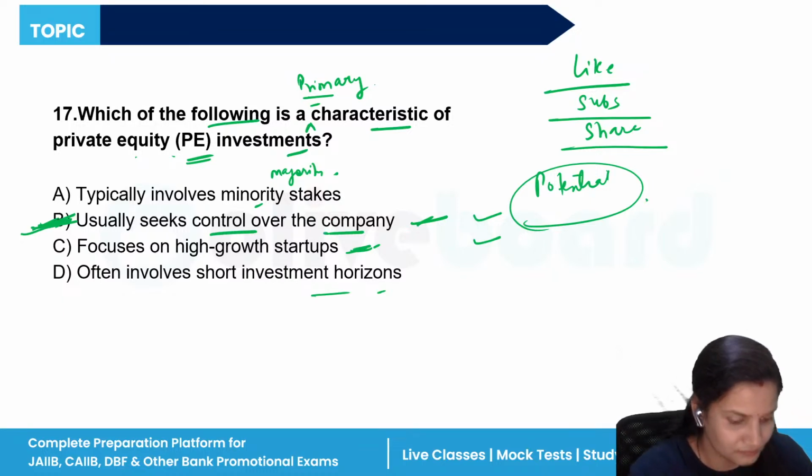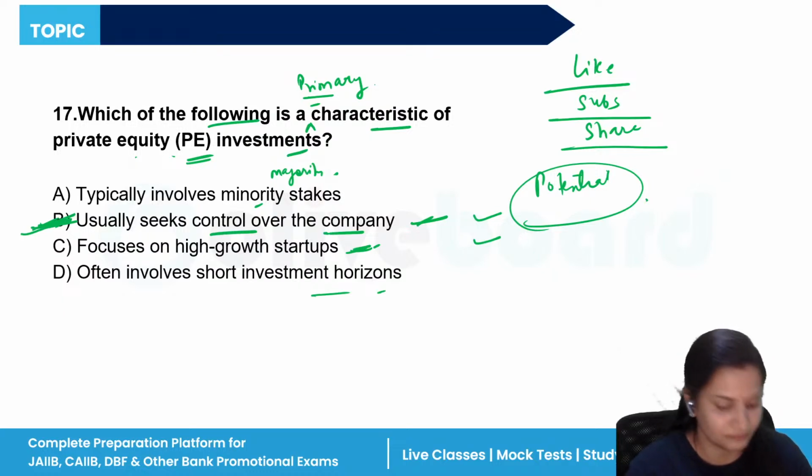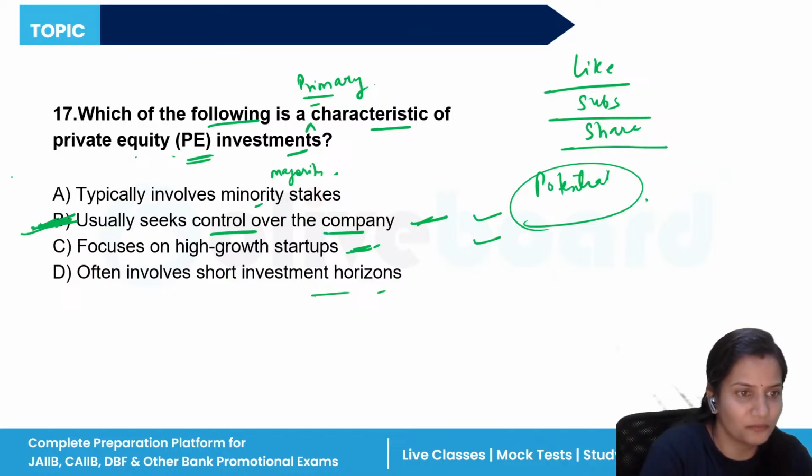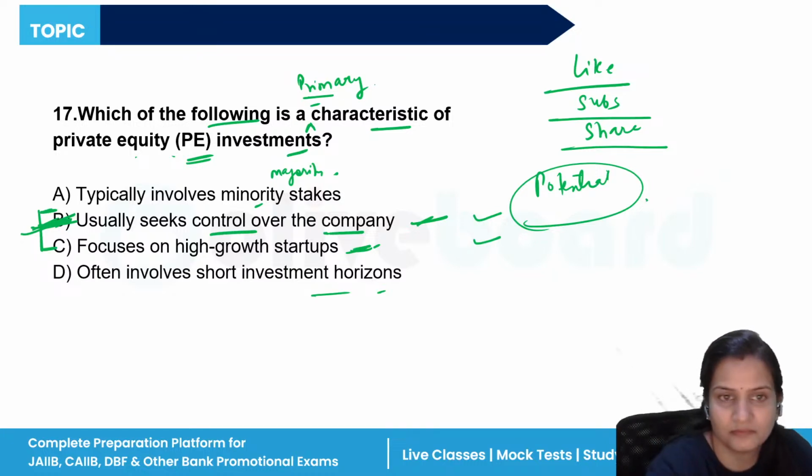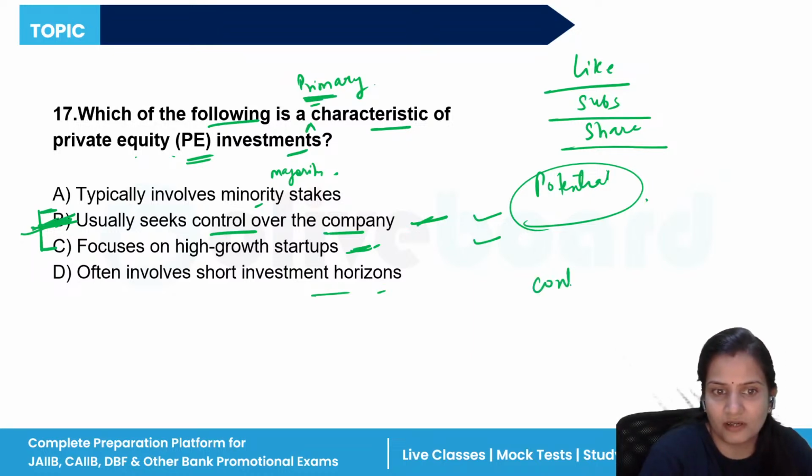So these both are the correct answer if only characteristic is given. But if I add a primary word over here, then yes, the first priority is to take the control of that company. The growth comes later on.